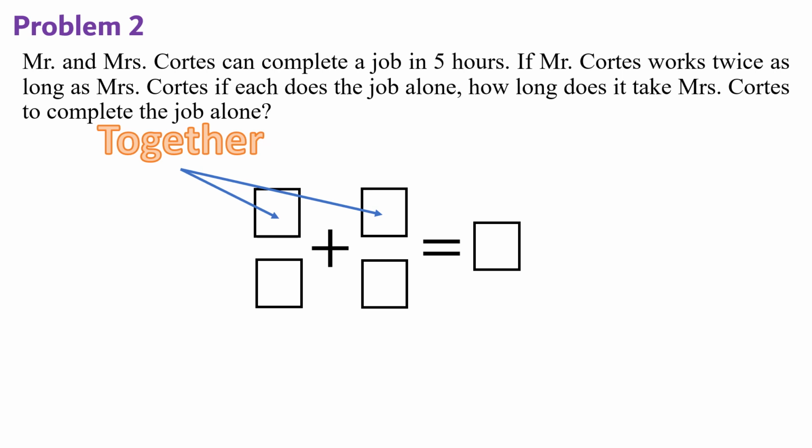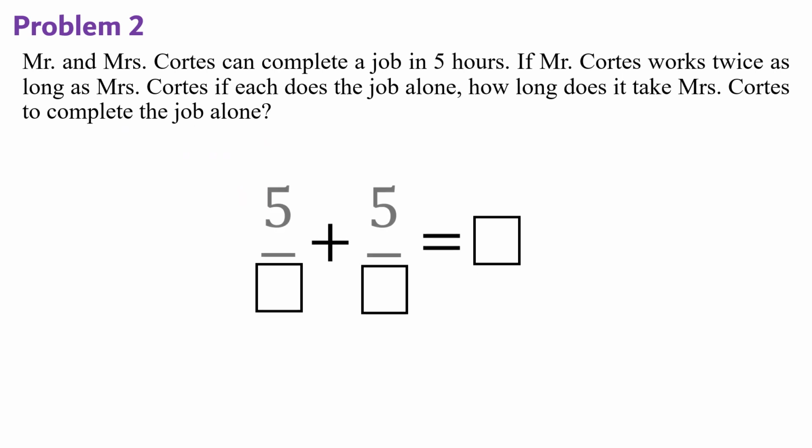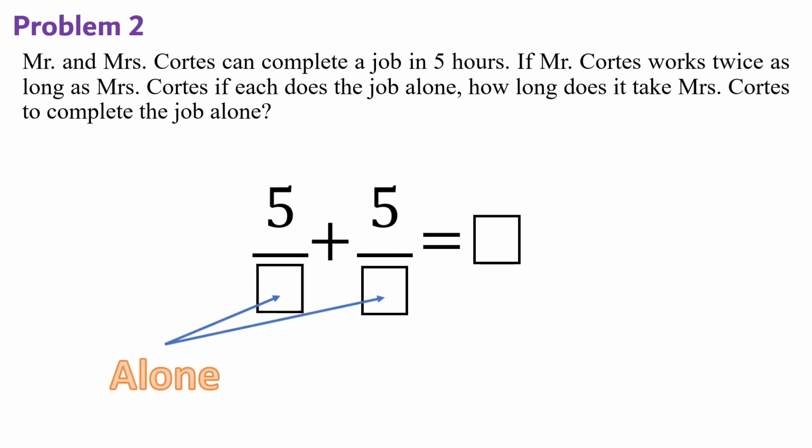So again, the numerator is for when they do it together, or the time when they do it together. It is given that it is 5 hours. And then also the denominator is the time when they do it alone.